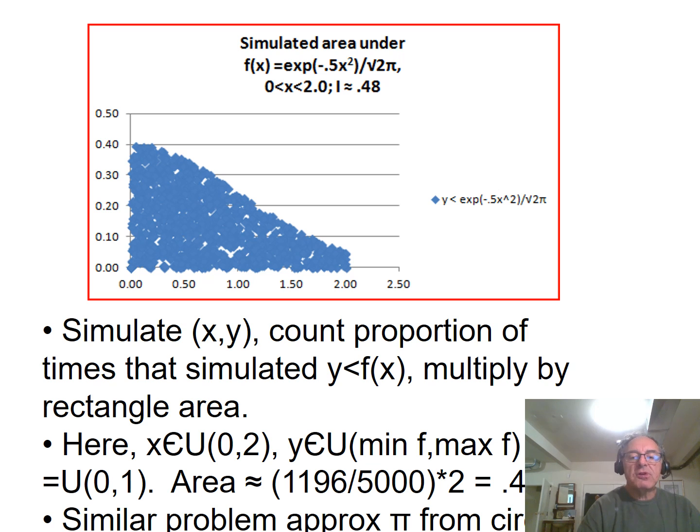Similar problems could approximate pi. So in this example, I've done 5,000 simulations. Here my x's are going to be between 0 and 2 because that was the limits of the integral I was interested in.